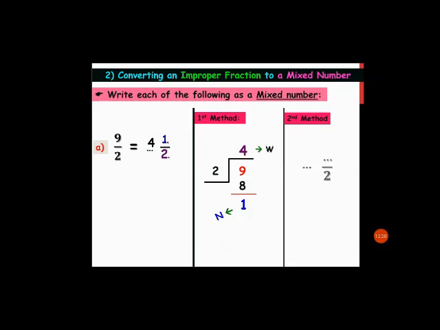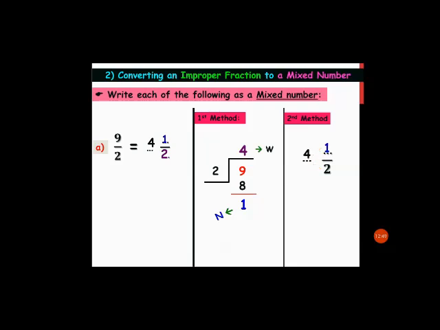By the other way, I can think quickly how to solve this. I will ask myself, 2 times what gives you a number near 9? 2 times 4, because it gives me 8. Now 8 plus what equals 9? 8 plus 1. So this is also another way to solve.